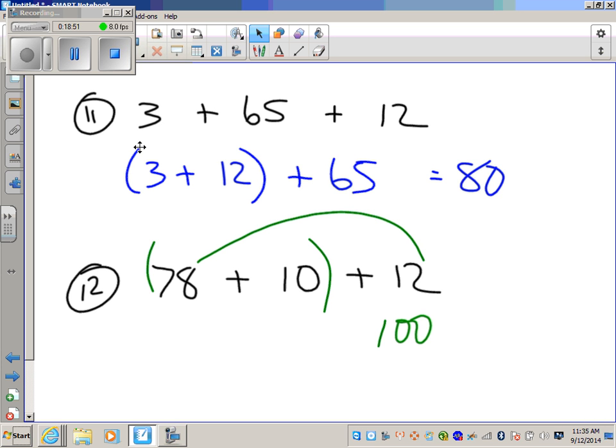But how about number 13? As you look at number 13, 39 plus 0 plus 9.72.